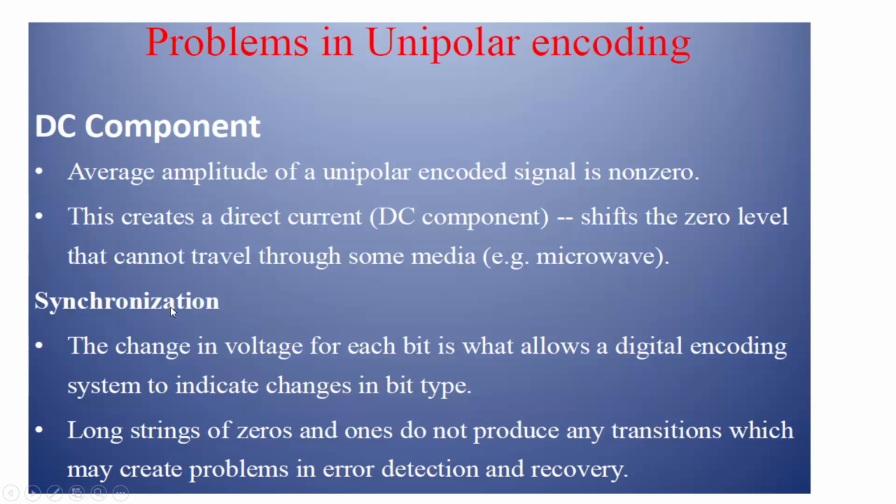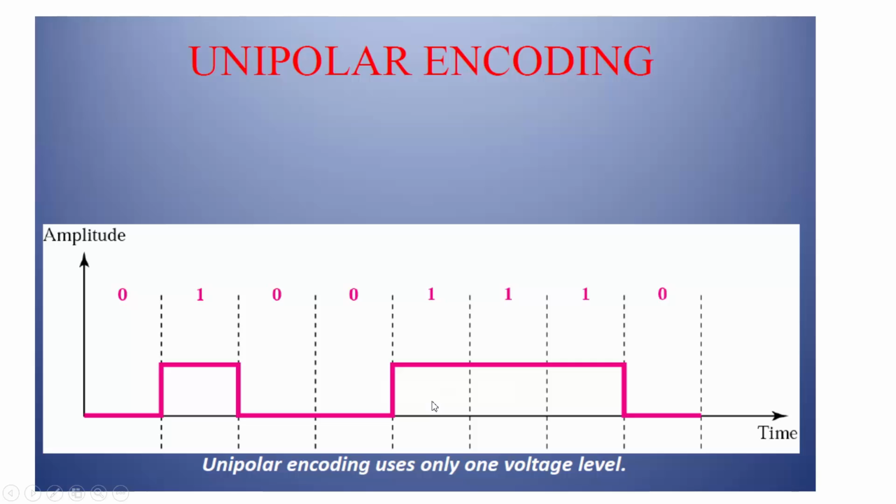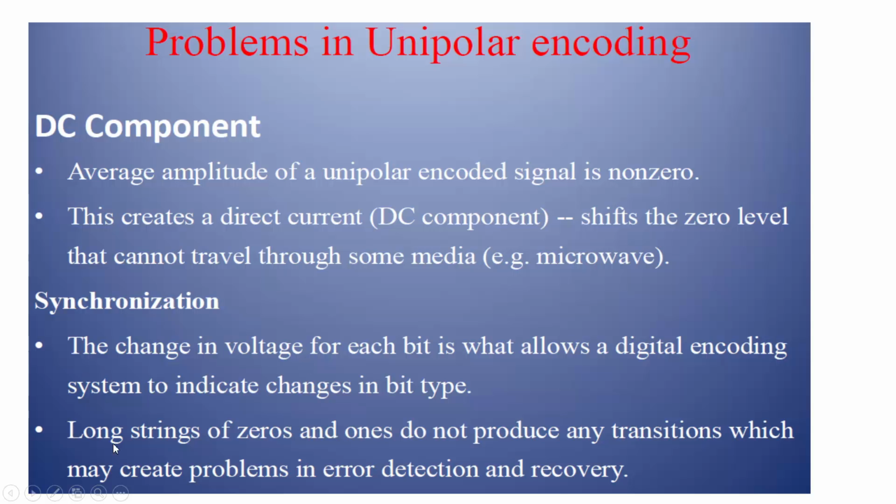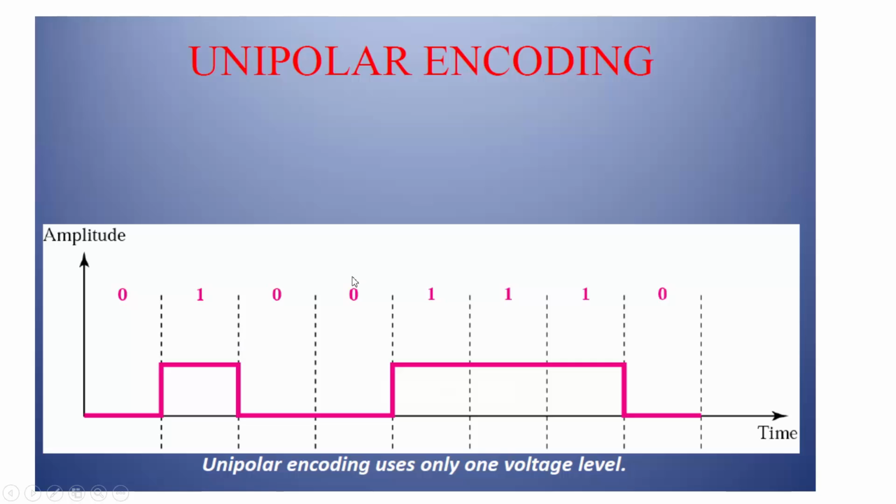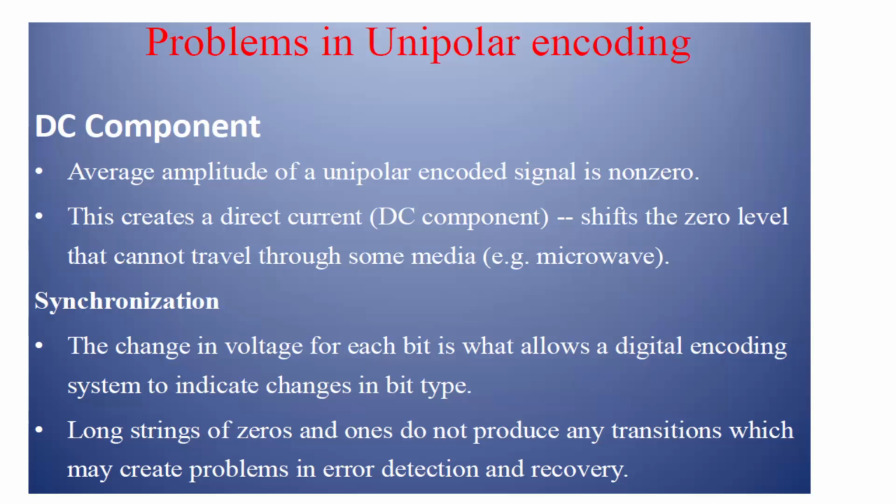And as I told you, there is a synchronization problem also. The change in voltage for each bit is what allows the digital encoding scheme to indicate changes in bit type. For example, whenever there is a change in the voltage level, that will indicate whether it is going from 1 to 0 or 0 to 1. So that's the meaning of this line. Now there will be a synchronization problem, disturbing the synchronization between the transmitter and the receiver.